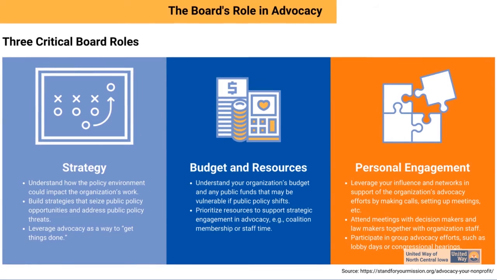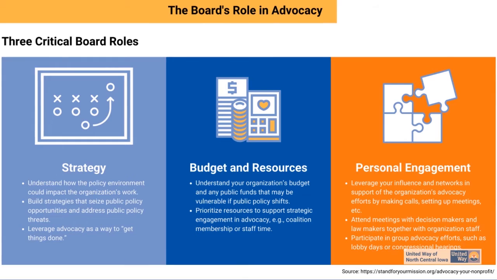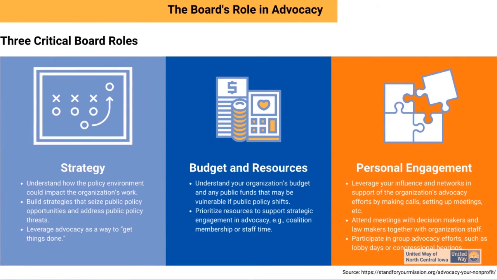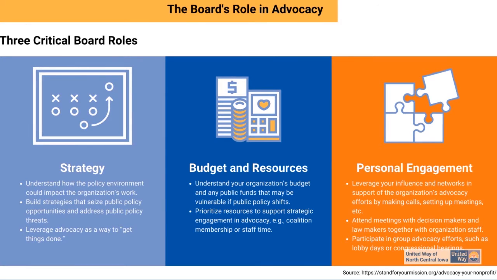The second role is budget and resources. Understand your organization's budget and any public funds that may be vulnerable if public policy shifts. Prioritize resources to support strategic engagement and advocacy, such as coalition membership or staff time.